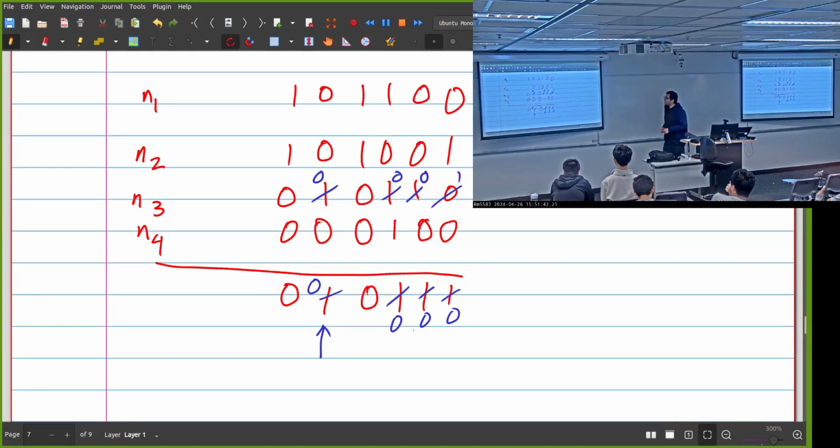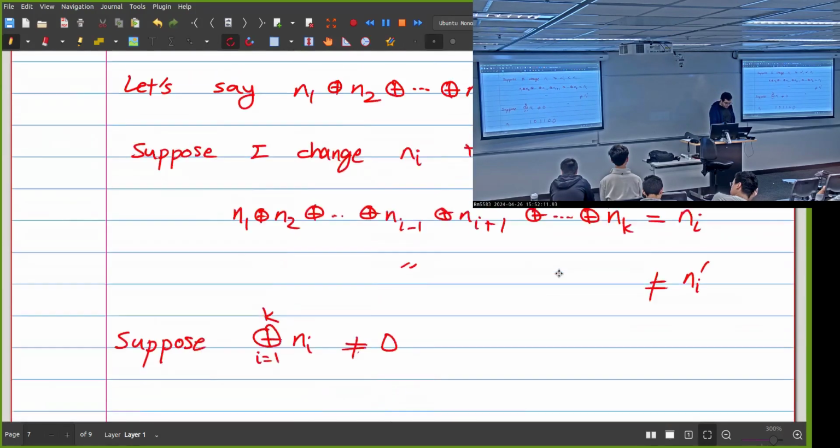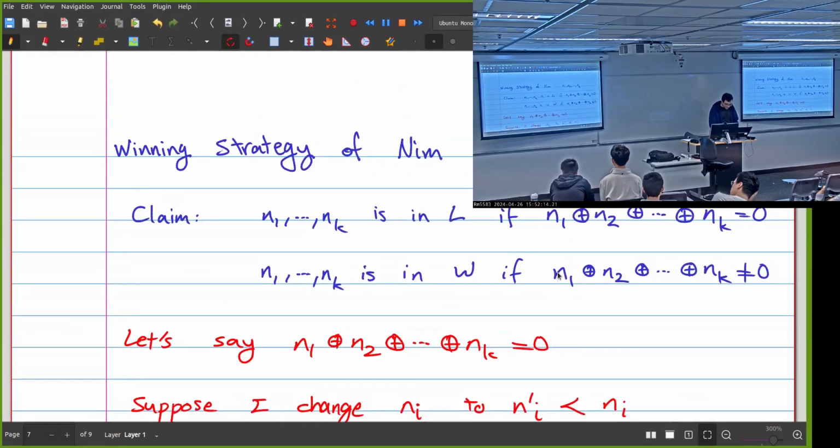And no matter how I do this, my n3 is actually becoming smaller. It's true that in some places I changed the 0 to a 1, but the most important thing is that the leftmost change was from a 1 to a 0. So I'm reducing my number n3 by some 2 to the power of i, and it doesn't matter what I do with the next powers of 2, because the sum of the next powers of 2 is less than 2 to the power of i. Okay, so this simple algorithm shows that our claim is proven.